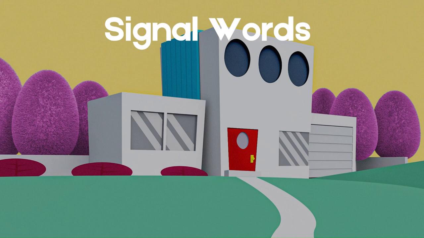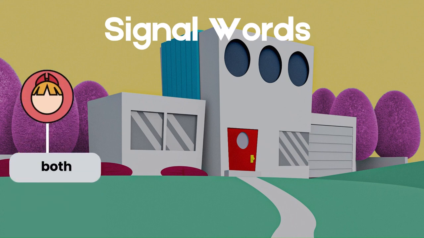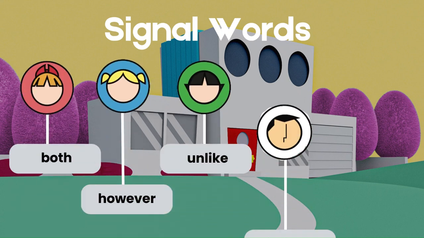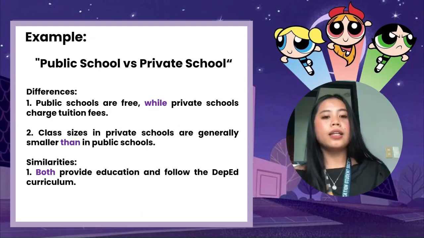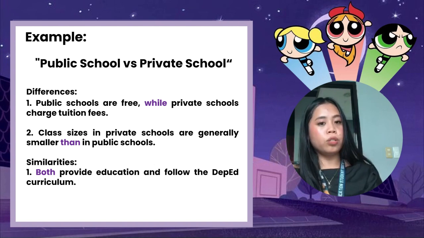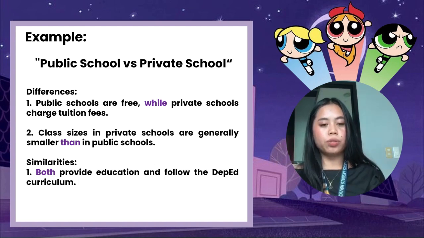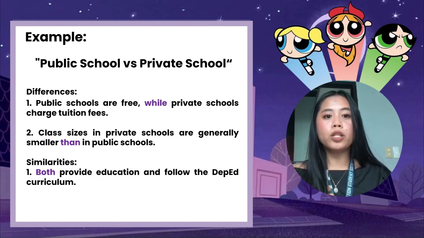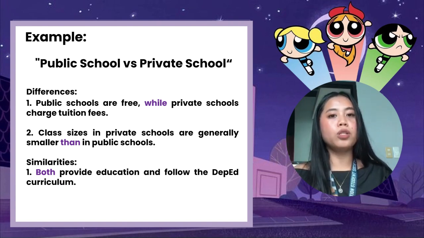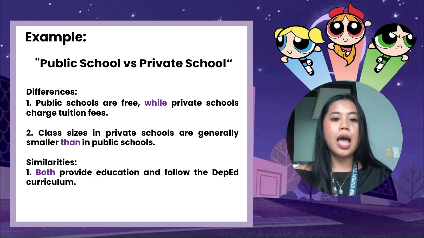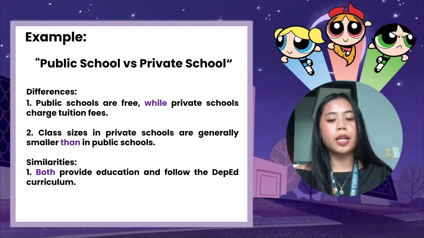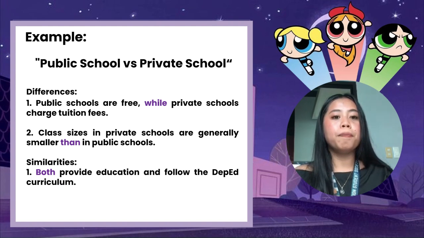The most common signal words that are used in this kind of structure are both, however, unlike, similarly, while. An example of this are public schools versus private schools. Now we all know that public schools are free, whereas private schools charge tuition fees. Class sizes in private schools are generally smaller than in public schools. However, both public and private schools provide education and follow the DepEd curriculum.